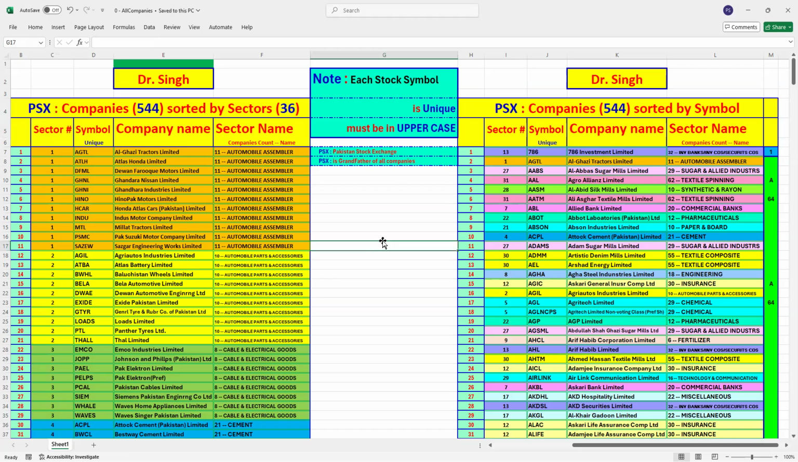All the letters to be used in the symbol must be capital letters, as you can see on the left side right over here. Okay, if you use lowercase, the system, the PSX, will not recognize it. That's how it goes. That's the rule.